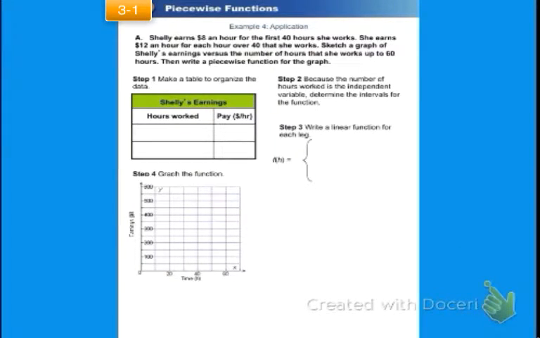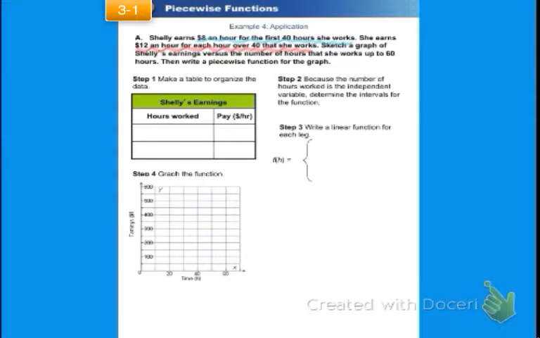Okay, so many real-life examples can be represented with piecewise functions, as I mentioned earlier, so it's time we looked at a real-life application. It says Shelley earns $8 an hour for the first 40 hours that she works. Then she earns $12 an hour for each hour over 40 that she works. Sketch a graph of Shelley's earnings versus the number of hours that she works up to 60 hours. Then write a piecewise function for the graph.